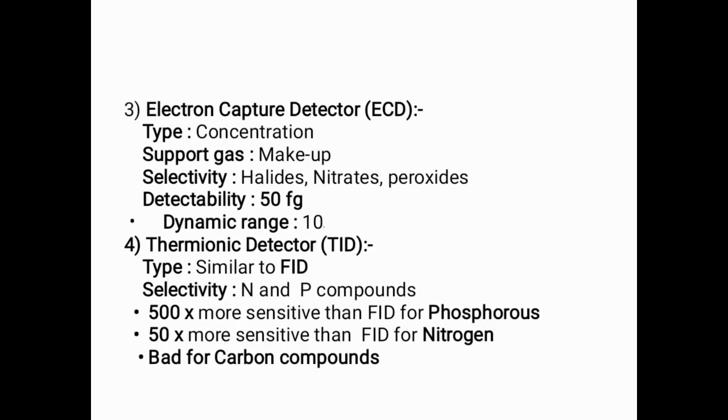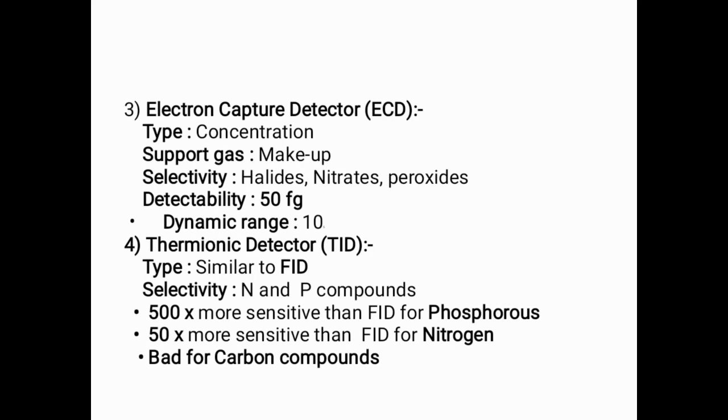The third type of detector is the electron capture detector. It is selective for halides, nitrates and peroxides. We need to use make-up gas as a carrier gas. It can detect up to 50 femtograms, having a dynamic range up to 10^5.